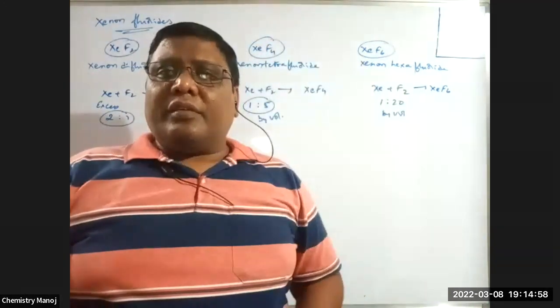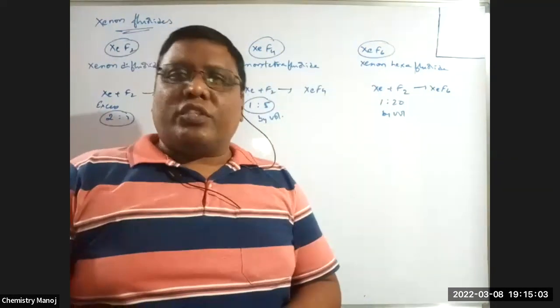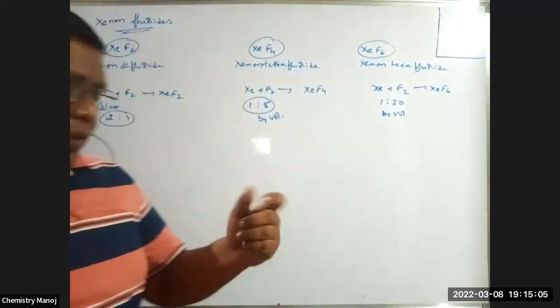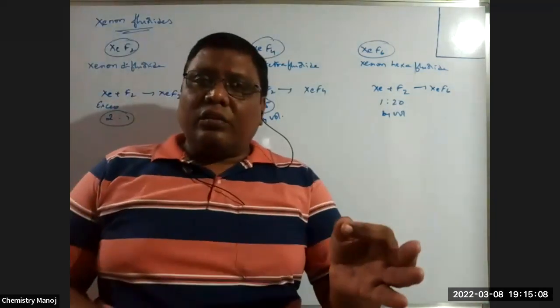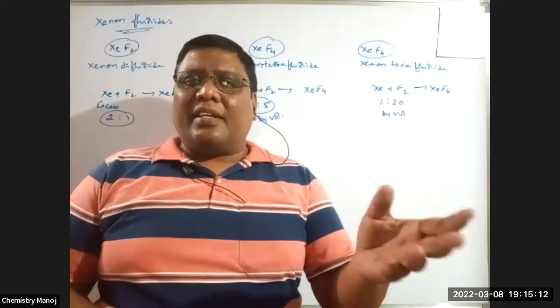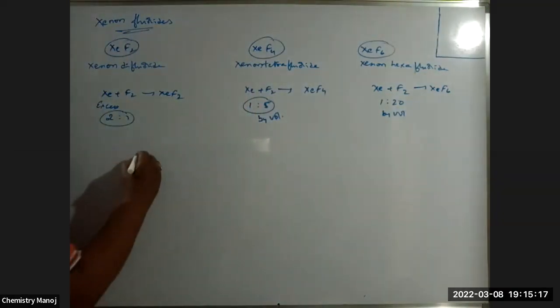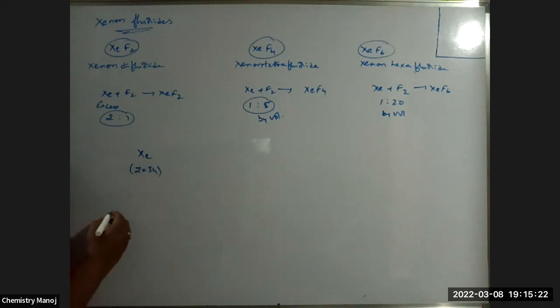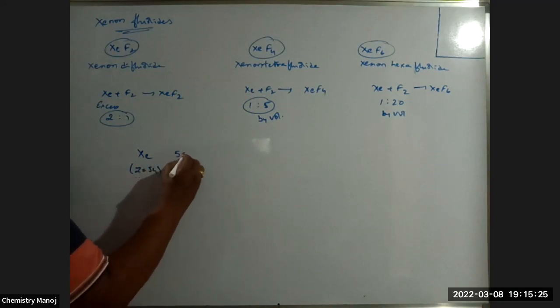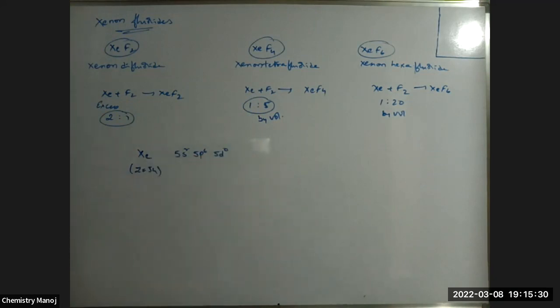Before going to the chemical reactions, let us discuss the structures of these compounds. These are very, very important for your objective questions. Before discussing structure, let us discuss the electronic configuration and the excited and ground states of xenon. Xenon's atomic number Z is equal to 54. Its outermost electronic configuration is 5s2, 5p6, 5d0.